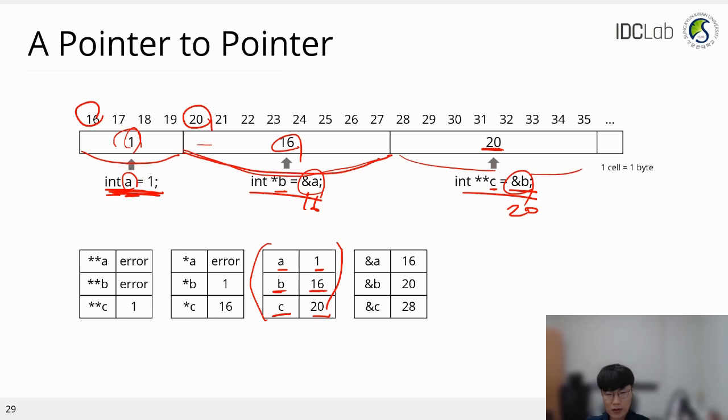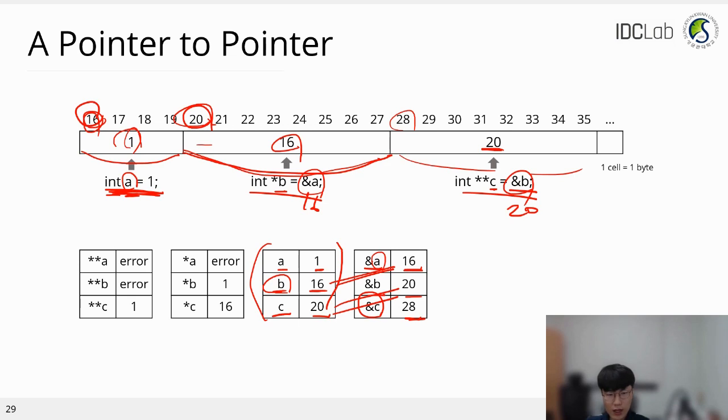And let's put the reference operator in front of each expression. So the reference A, it's the memory address of A, which is now stored in B, right? So memory address of A is 16. So we'll get 16. Memory address of B is 20. And memory address of C is 28. You can see that these two values are the same and these two values are the same, right? Because we assigned these values in B and C.